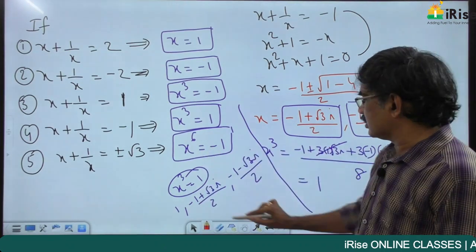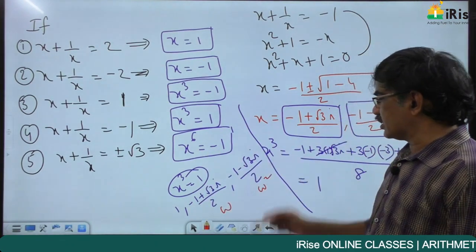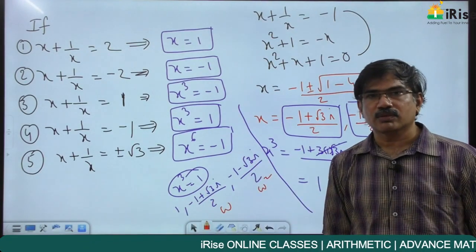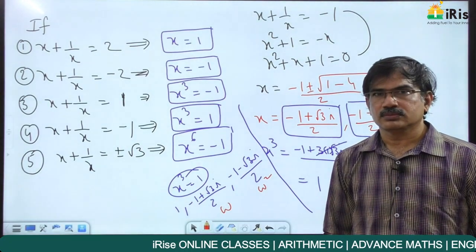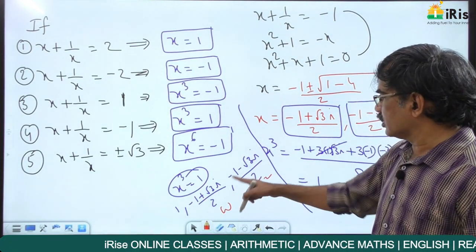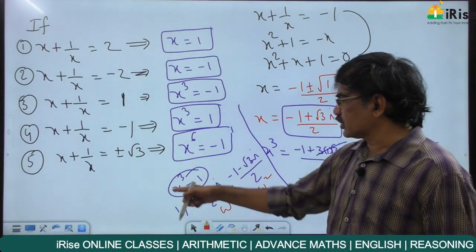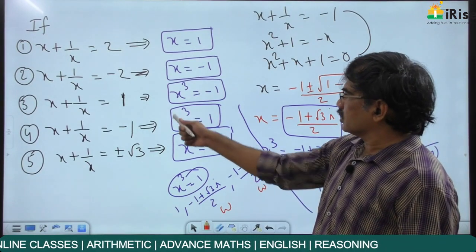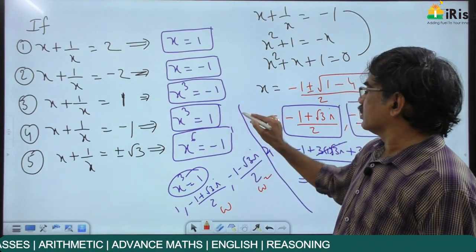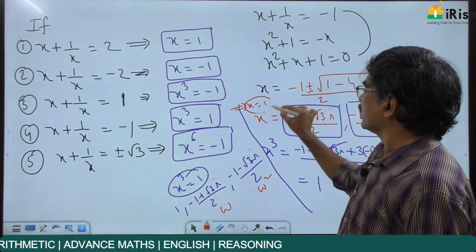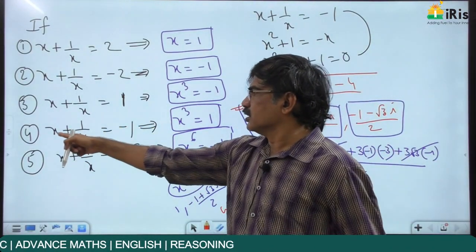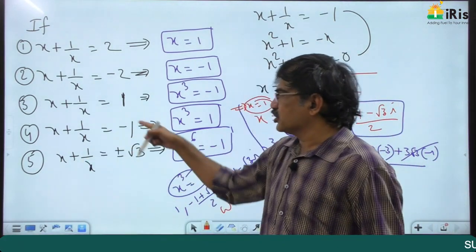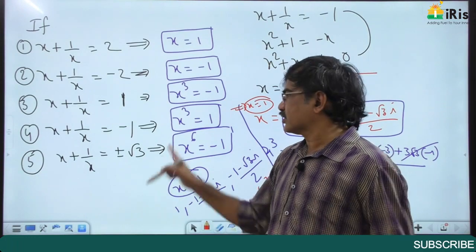Generally we consider this as omega, this as omega square. Omega is minus 1 plus root 3i by 2. Omega square is minus 1 minus root 3i by 2. Okay, these are two imaginary roots of x cube is equal to 1. This is a real root. So don't conclude that x cube is equal to 1 implies x is equal to 1. x is equal to 1 does not satisfy this condition: put 1 plus 1 by 1 is equal to minus 1, impossible. So here if this condition is given, x is imaginary but x cube is always 1.